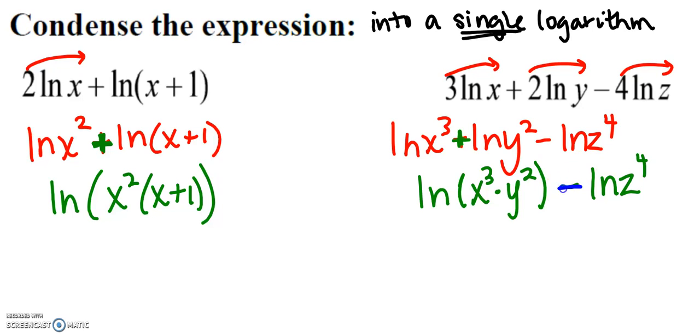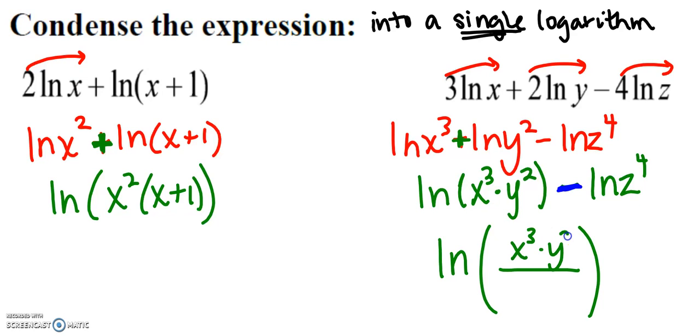Well, now hopefully you recognize that subtraction can be written as division. But again, I can only write this ln once. So x to the third times y to the second is all going to be divided by z to the fourth. But you only write natural log once, single logarithm.